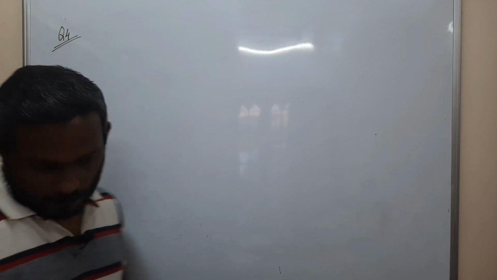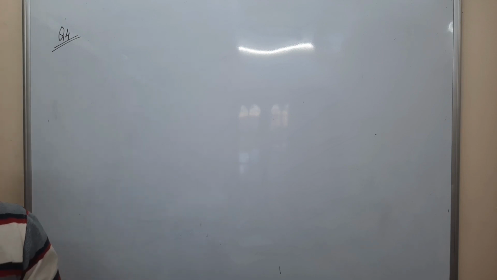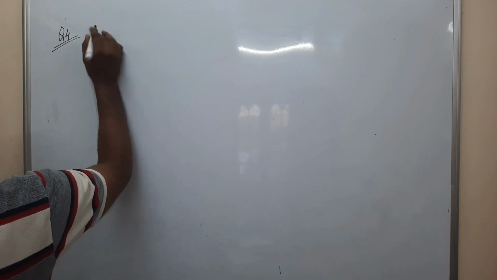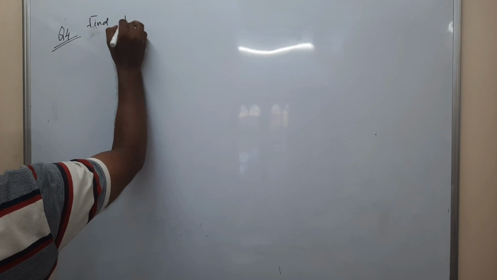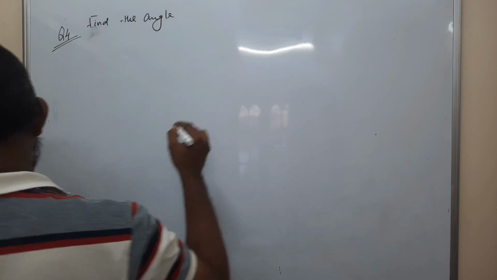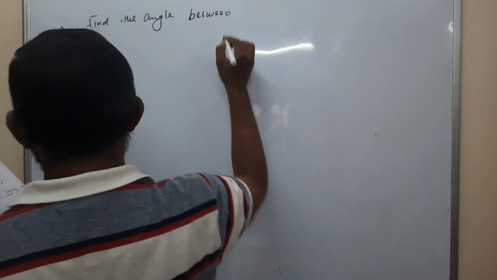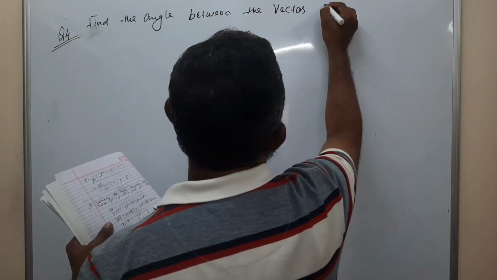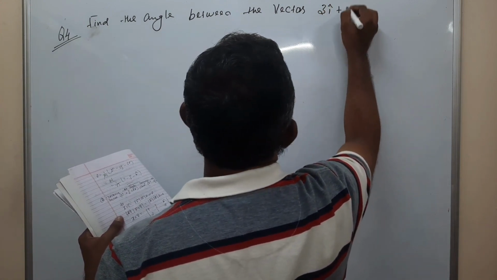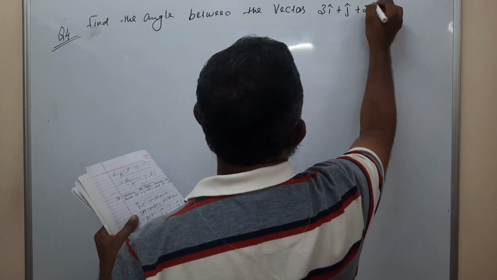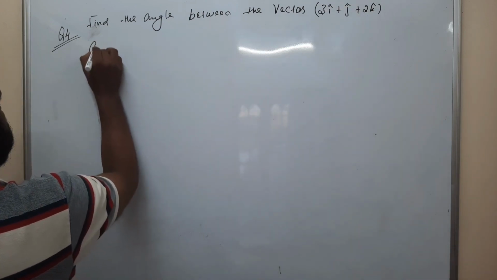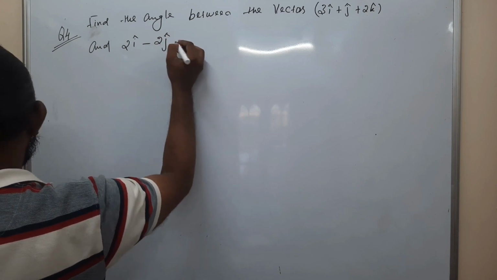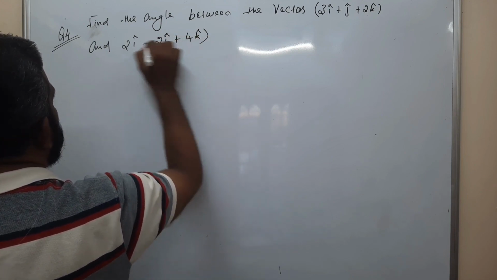Fourth question. Determine the angle between the vectors 3i cap plus j cap plus 2k cap and 2i cap minus 2j cap plus 4k cap.